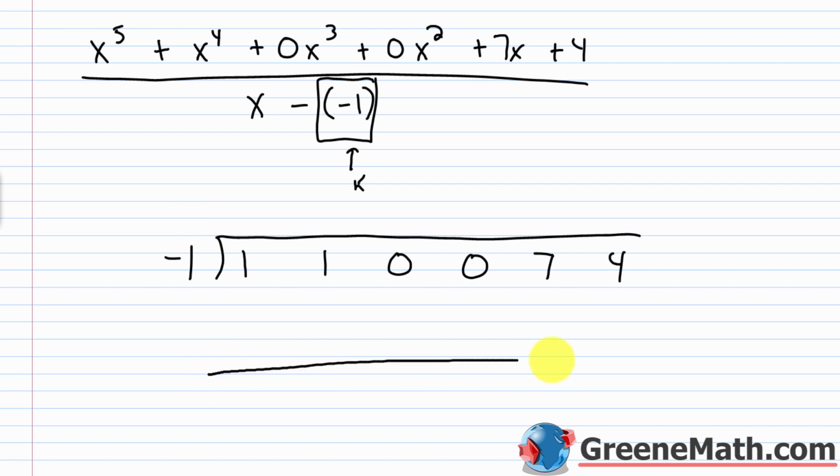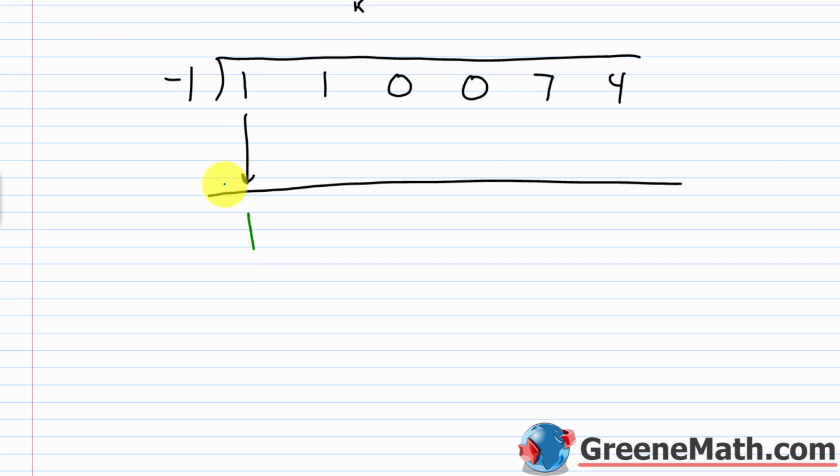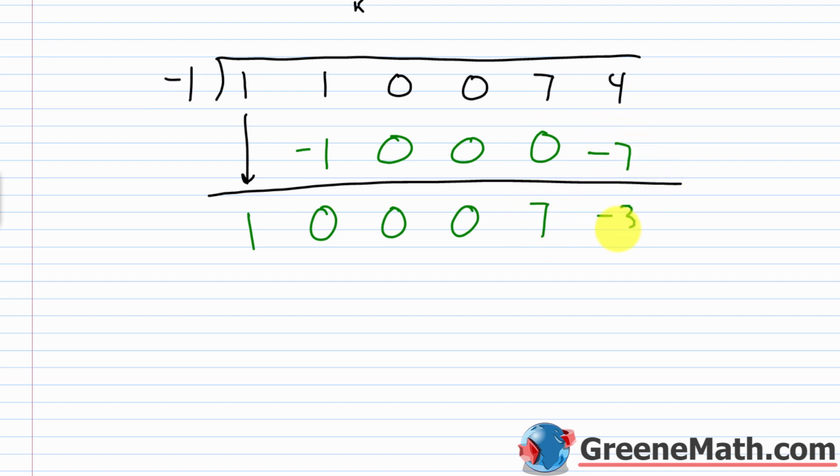All right, so let's bring this first one down. 1 comes down, we multiply. Negative 1 times 1 is negative 1. Then we add. 1 plus negative 1 is 0. Then we multiply. Negative 1 times 0 is 0. Then we add. 0 plus 0 is 0. Then we multiply. Negative 1 times 0 is 0. Then we add. 0 plus 0 is 0. Then we multiply. Negative 1 times 0 is 0. Then we add. 7 plus 0 is 7. Now we multiply. Negative 1 times 7 is negative 7. Now we add. 4 plus negative 7 is negative 3.